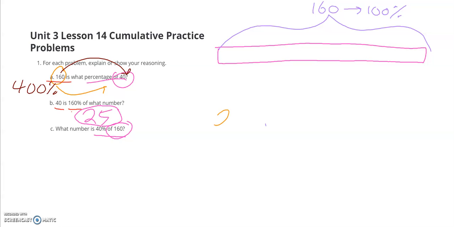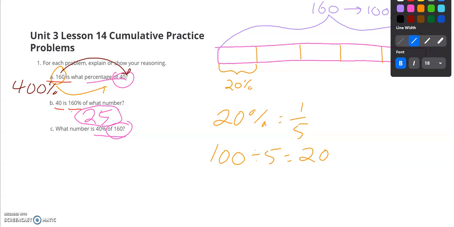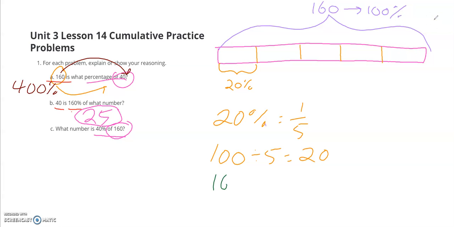20% is 1/5, because 100 divided by 5 is 20. So if I ever want 20% of something, I can divide it by 5. So I can divide this into 5 equal pieces, and one of those pieces will be 20%. Now I want to know what 20% of 160 is. So I can do 160 divided by 5.